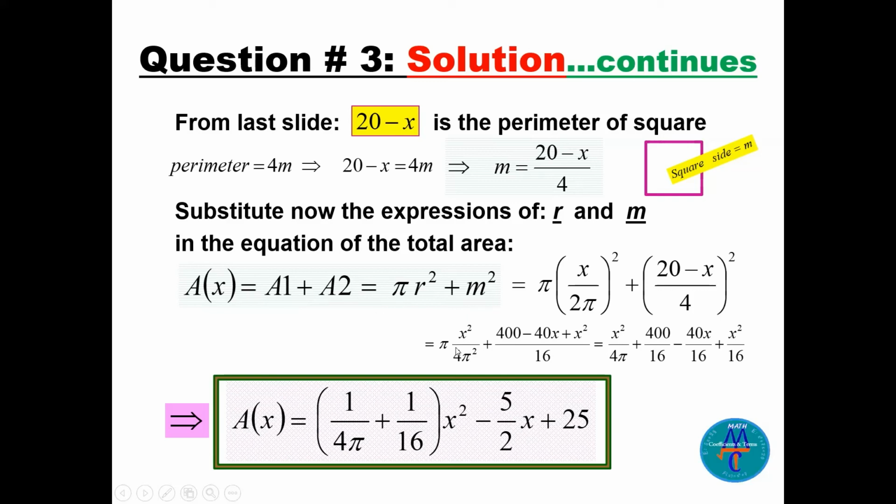Simplify more, cancel the pi here. The first term and the last term have x squared, so I can take it as a common factor, you see? So the final answer will be A of x, the total area, equals 1 over 4 pi plus 1 over 16, all in the bracket, times x squared. That's the coefficient of x squared. Minus 5 over 2 x, dividing by 8 and by 8, plus, dividing 400 by 16, will be plus 25. This is the function.